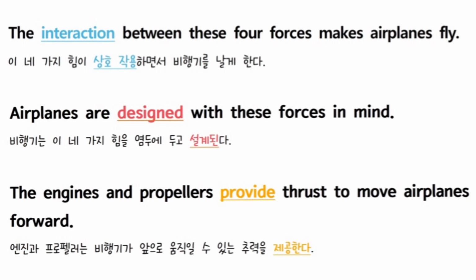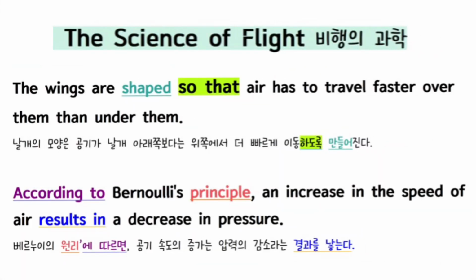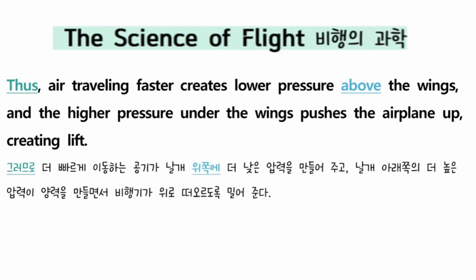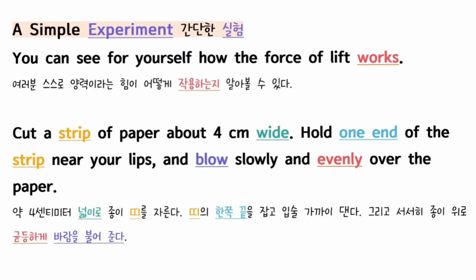The engines and propellers provide thrust to move airplanes forward. The wings are shaped so that air has to travel faster over them than under them. According to Bernoulli's principle, an increase in the speed of air results in a decrease in pressure. Thus, air traveling faster creates lower pressure above the wings, and the higher pressure under the wings pushes the airplane up, creating lift.